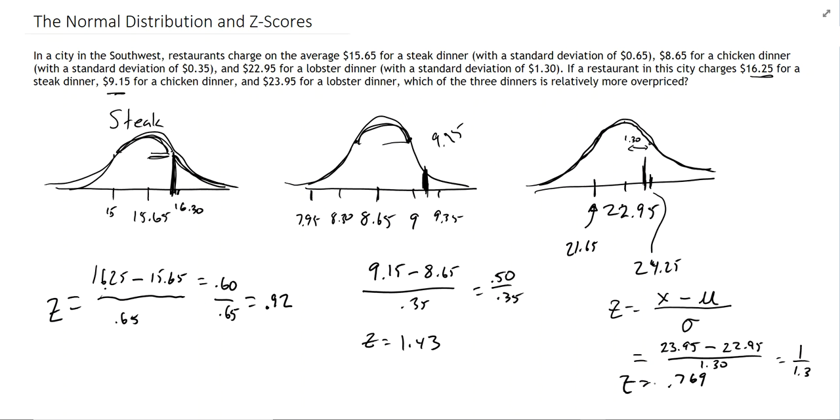So relatively speaking, the lobster dinner is the least overpriced. It's closer to the mean than the other two relative to the standard deviation, even though it's a full $1 more expensive, $1 above the mean, because the standard deviation is larger. There's a lot more variation from dinner to dinner, so it's going to adjust those.